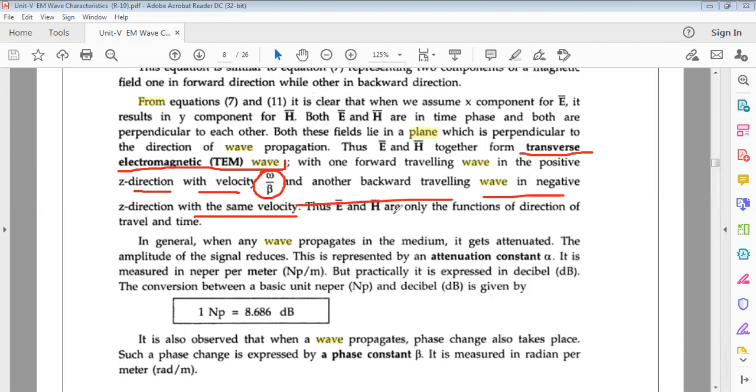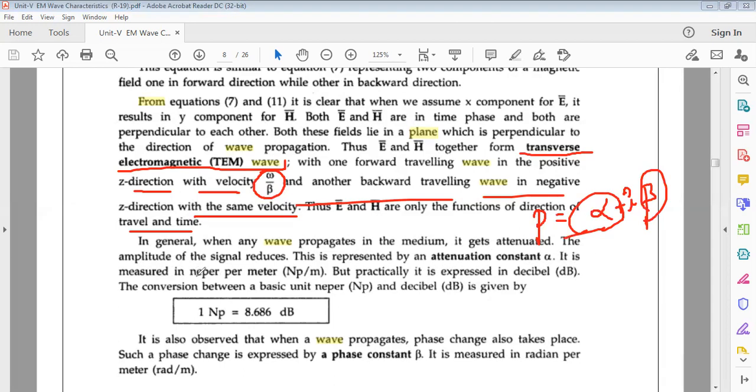Thus, E bar and H bar are only functions of the direction of travel and time. In general, when any wave propagates in a medium, it gets attenuated, meaning the amplitude of the signal reduces. This is represented by the attenuation constant α in the propagation constant γ equal to α plus jβ, where α is the attenuation constant and β is the phase constant.